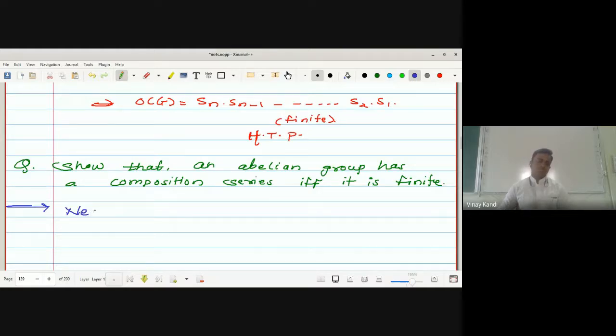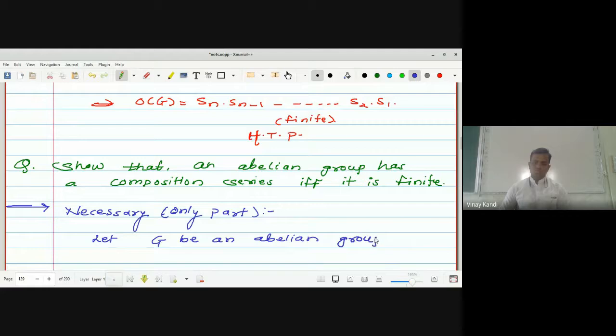Necessary part, or we can say the only if part. Assume here, let G be an abelian group. ओके, G हा abelian group हा आपण assume केला आहे. And what we have to prove? We have to prove that G is finite. Okay, if G is an abelian group has a composition series, then we have to prove that G is finite. Okay, G be an abelian group.